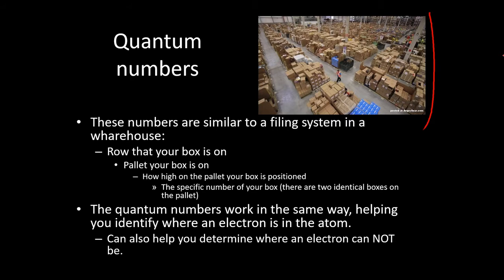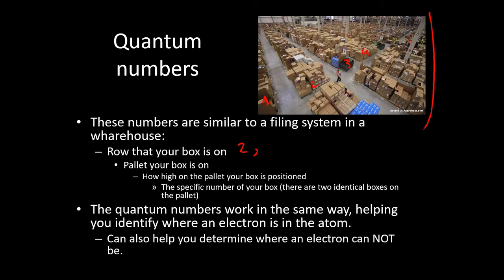So perhaps in this warehouse, they have each of these rows numbered. So maybe this is number 1, and this is 2, 3, 4, and so on. So maybe if you're trying to find a specific box in there, you're given a set of numbers, and each of those numbers tells you something about where the box is. The first number might tell you the row that the box is on. So maybe your box is on row 2. And then maybe the next number tells you the specific pallet that your box is on.